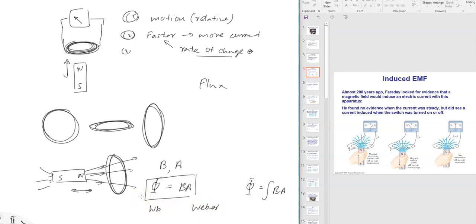Okay, so for an example, if I say there's a magnetic field of 2 Tesla going through an area of 3 meters squared, what's the flux? It's B times A, so 2 times 3, 6 Webers. Right, so that's how you find the flux.